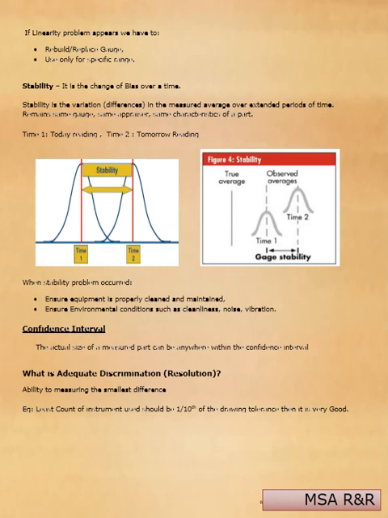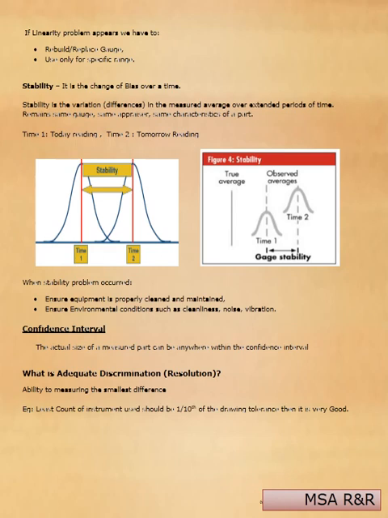Stability is the change of bias over time. Stability is the variation in the measurement average over extended periods of time. With the same gauge, same pressure, same characteristics of a part, today I will take one reading. Tomorrow I will repeat the same reading at the same condition as mentioned above. You can see the difference.